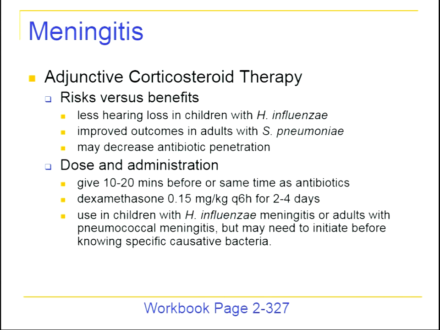But the potential risk is that it could decrease antibiotic penetration, and so there's this risk-benefit that you have to go through in your mind, and some people would recommend using a steroid and some people not. If you're going to do that, the recommended steroid is dexamethasone. You want to give it a little bit before or at the same time as your first antibiotics, and then you use it for about 2 to 4 days. You can see that the recommendations are just in children with H. flu, which really doesn't happen anymore, or adults with pneumococcal meningitis.